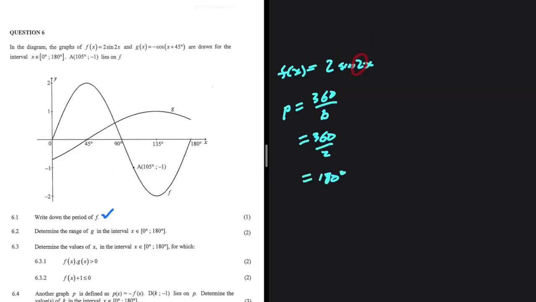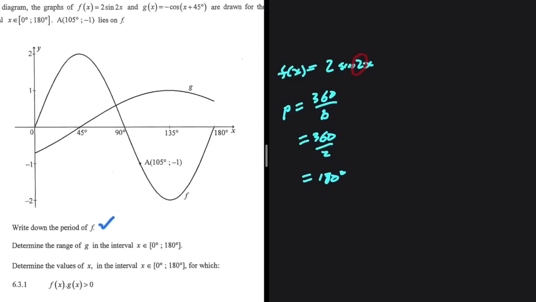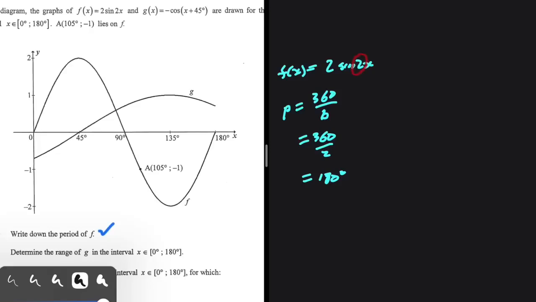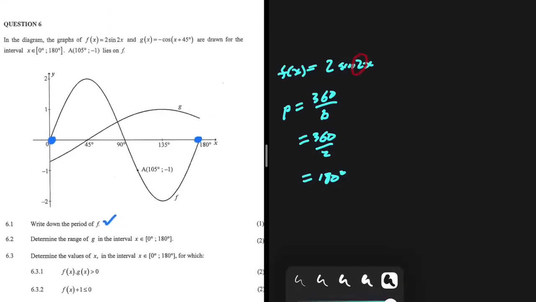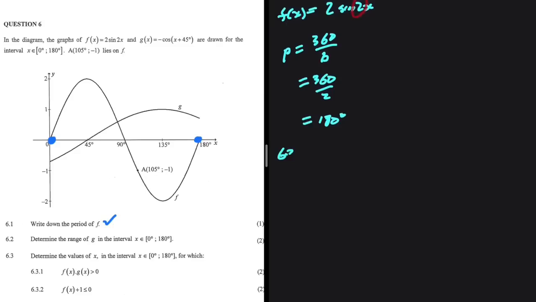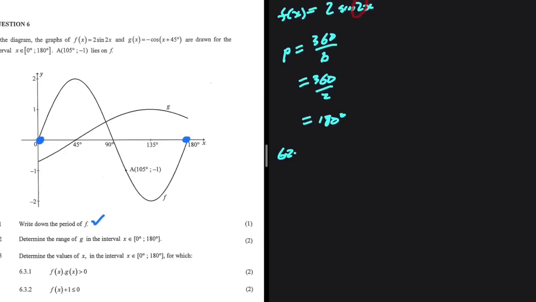Okay, if you decide to calculate instead. But the question says we must just write it down. Even if you look at your graph, you can see that the graph of f of x completes itself between 0 and 180. So the period is 180 degrees. Let's move to 6.2. 6.2, determine the range of g in the interval x, an element of 0 to 180 degrees. g of x is equal to minus cos of x plus 45 degrees.